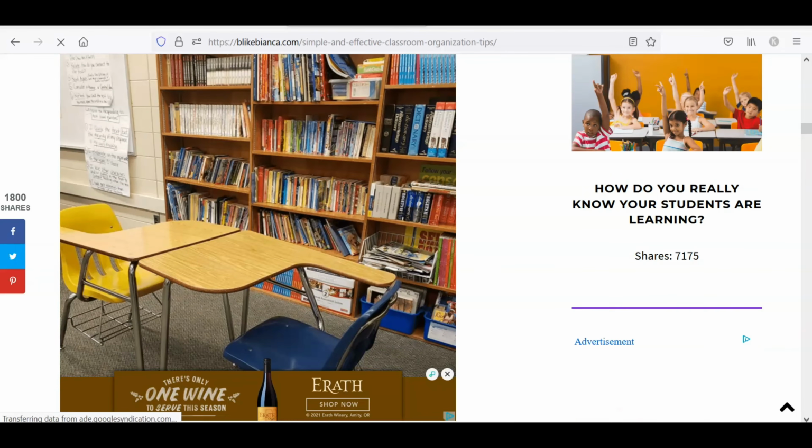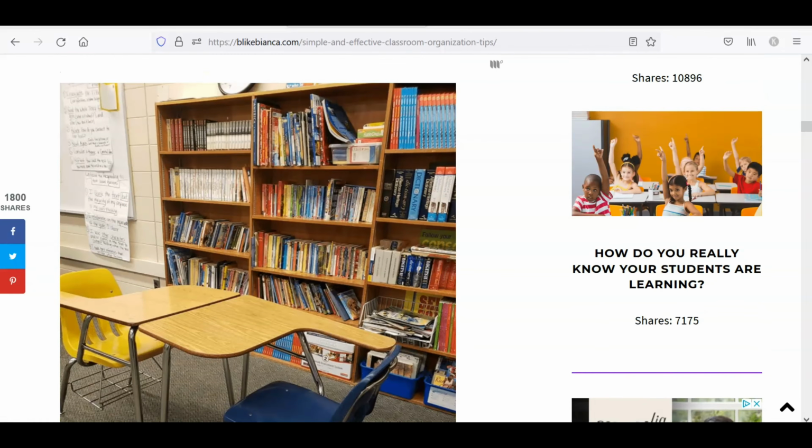This is what my classroom library looked like, and it wasn't organized by any sort of genre or grade level.